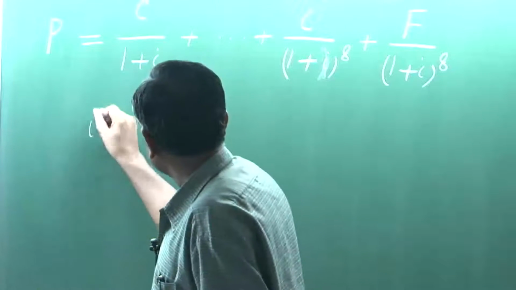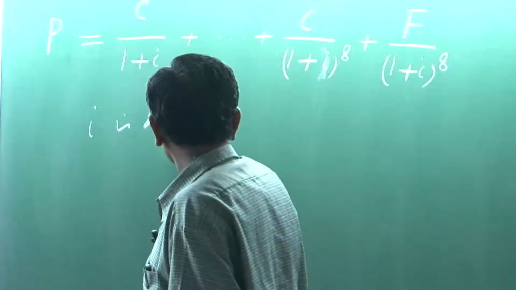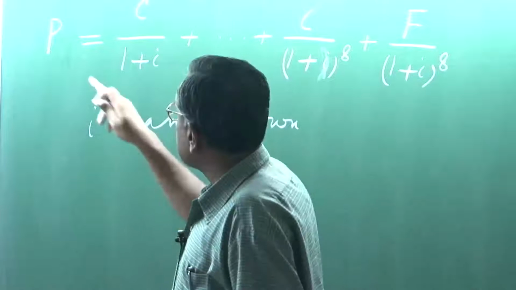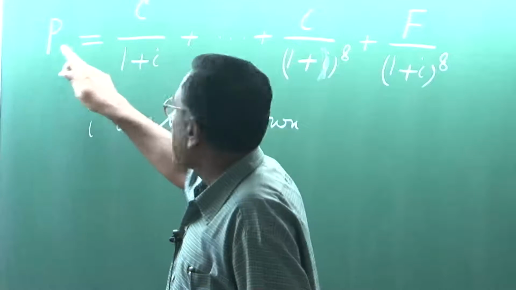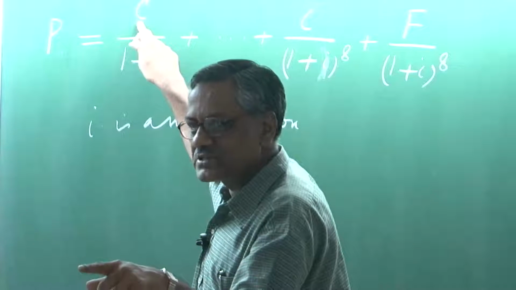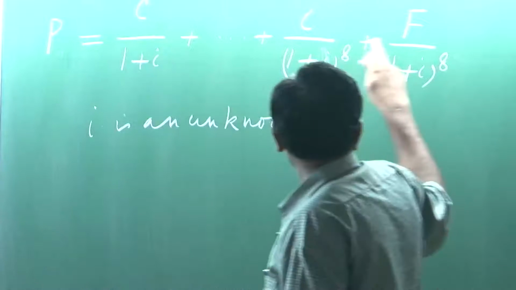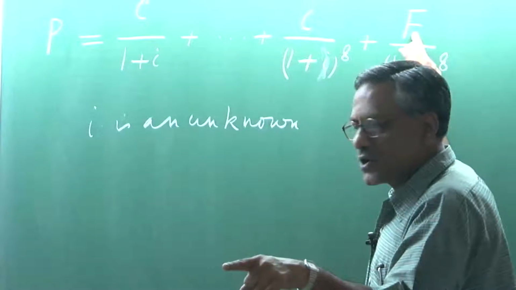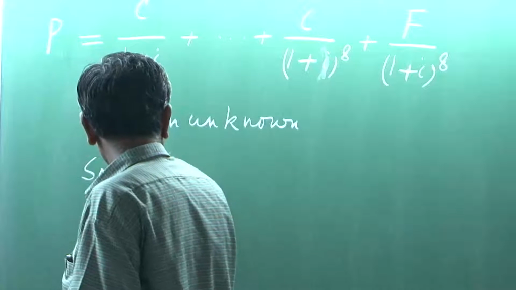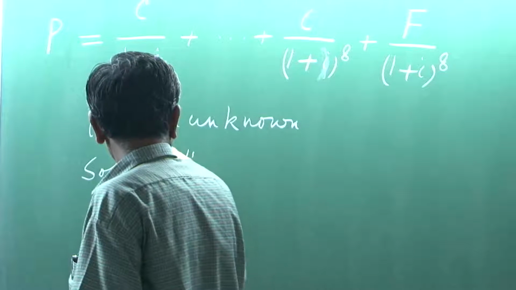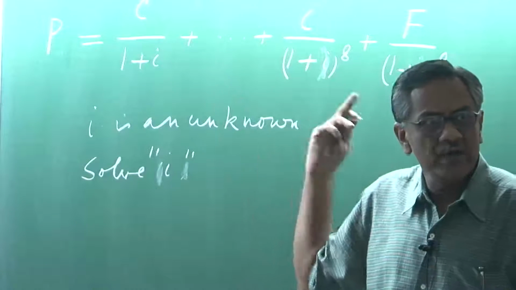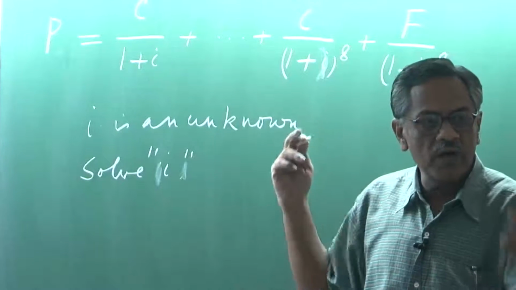This i is an unknown, given the value of P in the market, the C value which is written on the bond, 10%, so I can calculate what C is, and the face value which is written on the bond. I solve for i from this equation. This becomes one equation, a polynomial in one unknown.